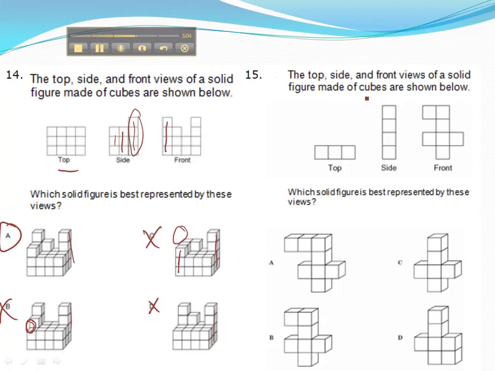15 says the top, front, and side views of a solid figure made of cubes are shown below. Which solid figure is best represented by these views? It looks like the view that will help us the most in this case is the front view, because if you look at answer choice C, we're missing a cube there. A, we have one too many cubes there. D looks nothing like it, but B does match it. And then just double check: the side view would be a column of 4, the top view would be a row of 3 squares. So everything about B works.